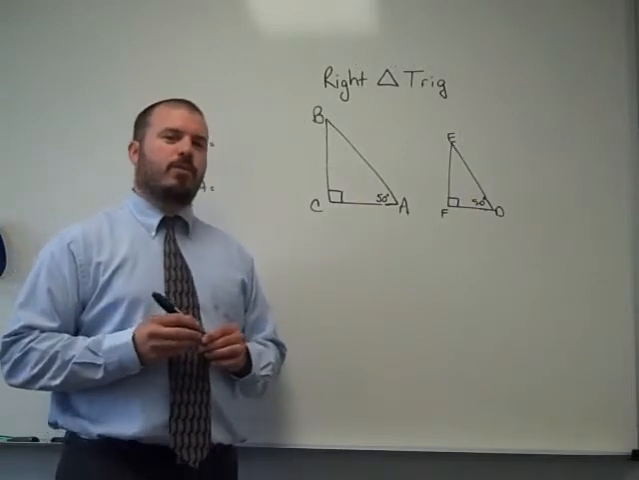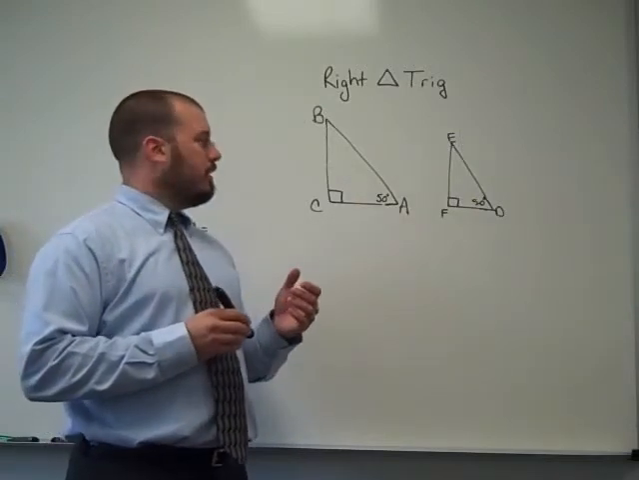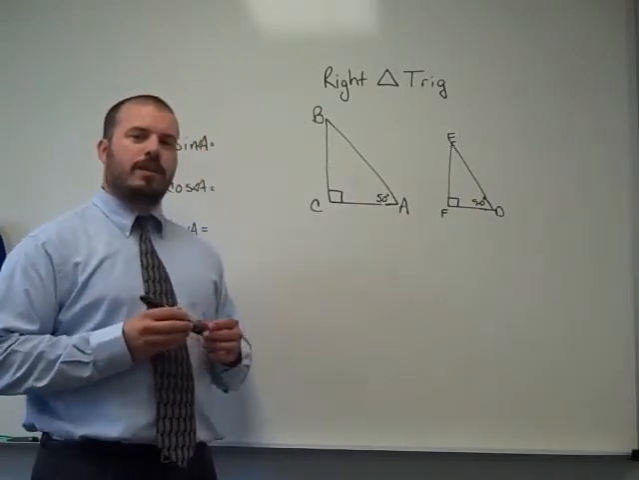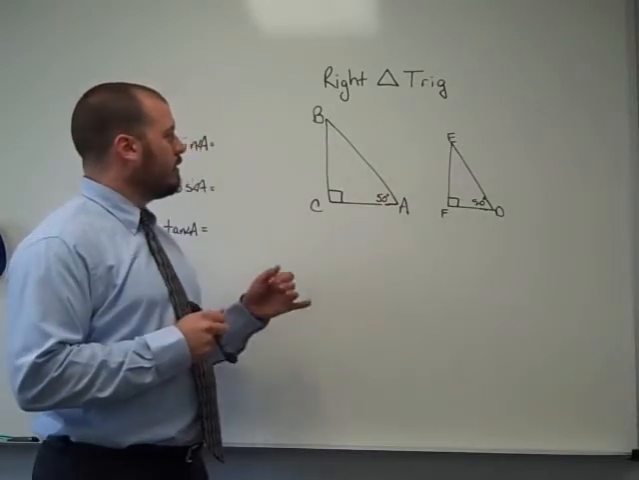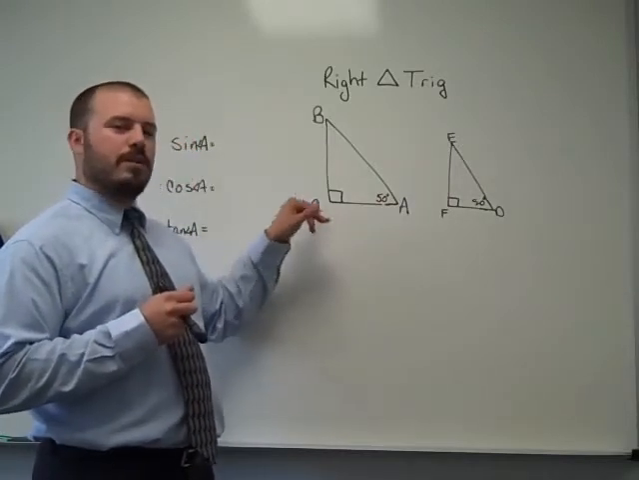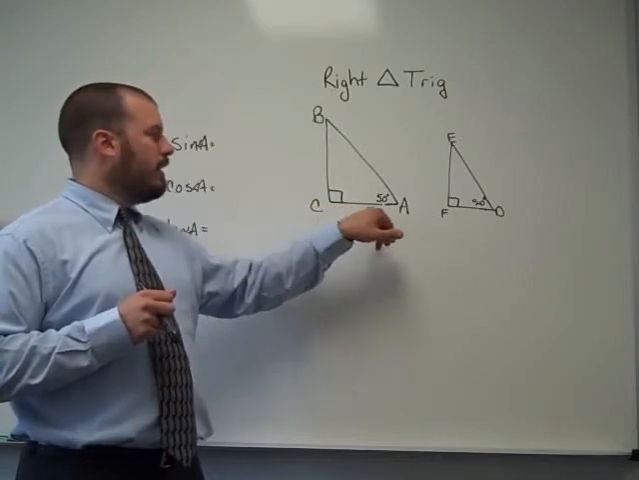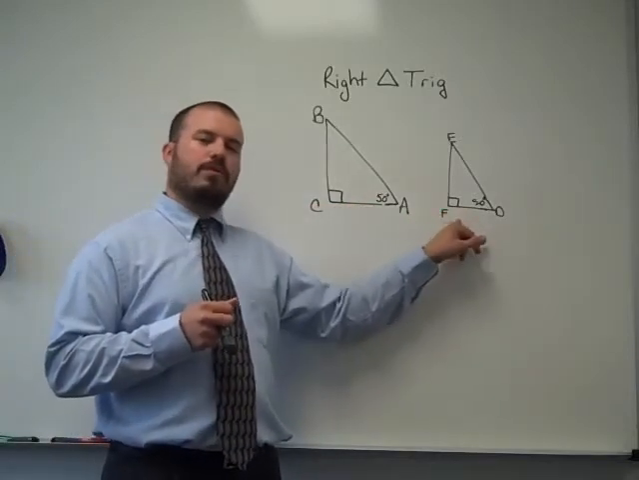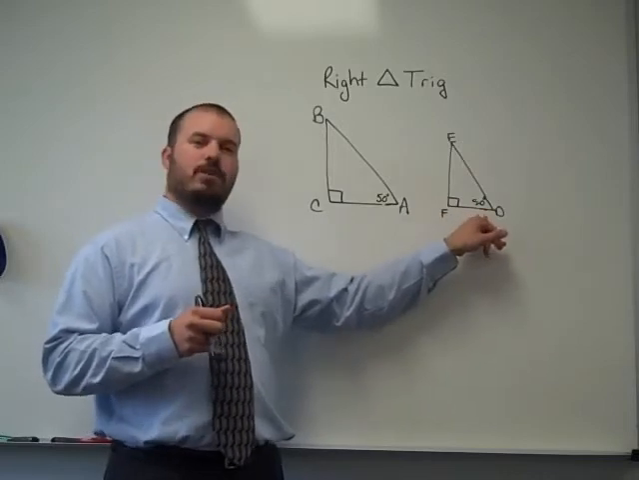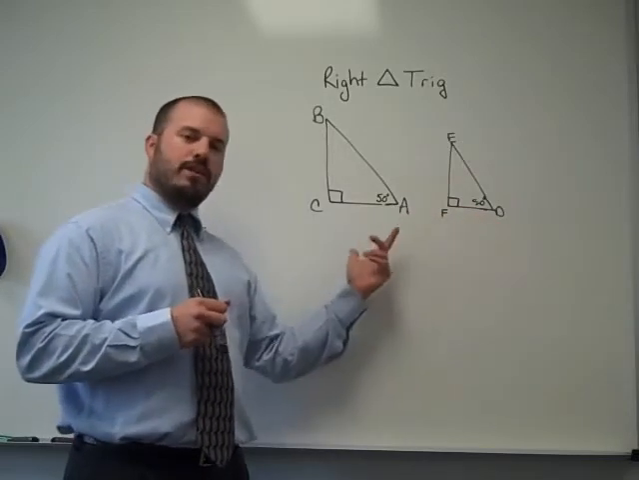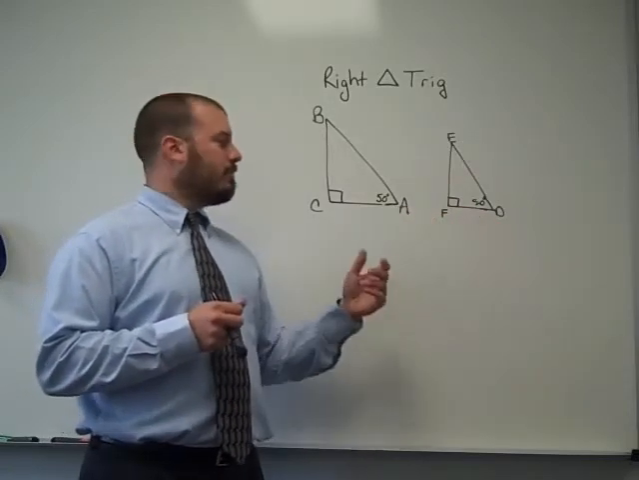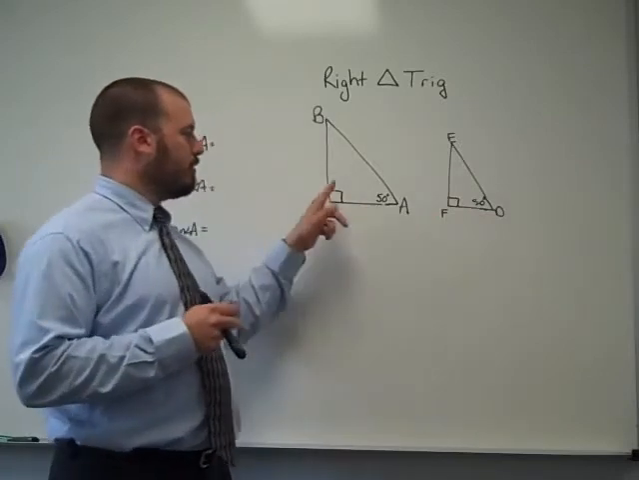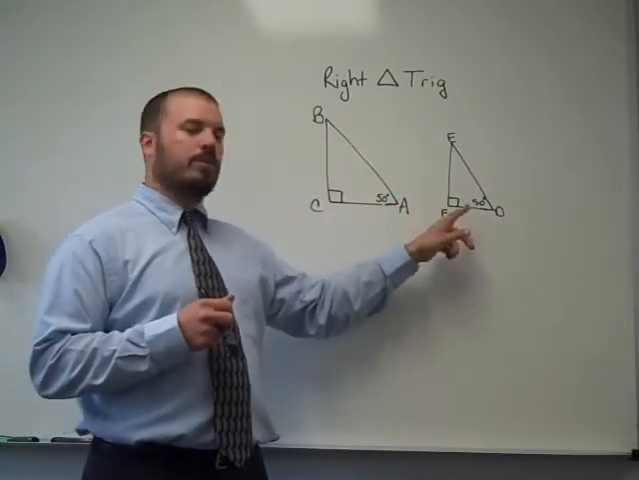In this video I'm going to review some right triangle trigonometry. The main idea behind right triangle trig is similar triangles. So for example, we've got a right triangle ABC with a right angle at C and a 50-degree angle at A, and a right triangle DEF with its right angle at F and a 50-degree angle at D. These two triangles are similar, and if triangles are similar, the ratios of the corresponding sides would be equal.